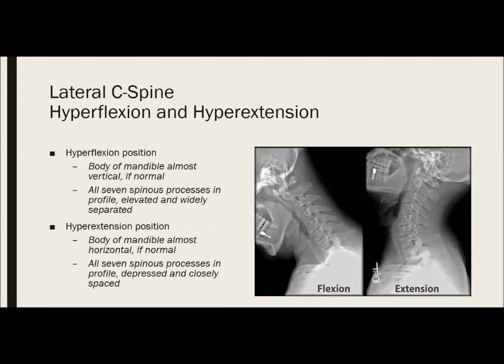Now, depending upon whether you do the hyperflexion or the hyperextension will depend on what we want to see best. So we'll start first with hyperflexion. We want the body of the mandible almost vertical if it's normal. We want to see all 7 spinous processes in profile, elevated and widely separated. So we don't want to see them together. Whereas with hyperextension, we want to see the body of the mandible almost horizontal if normal, and then we want to see all 7 spinous processes in profile, depressed and closely spaced. See how they're all depressed together, whereas these ones are open. So that's our flexion and extension. And remember, we only want to do these if they are cleared for injury first.